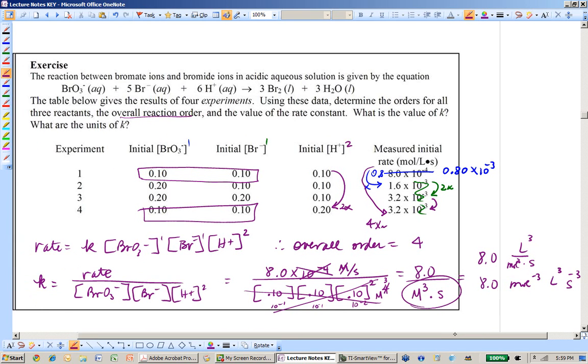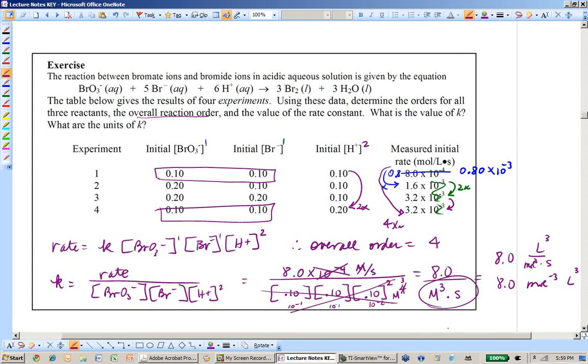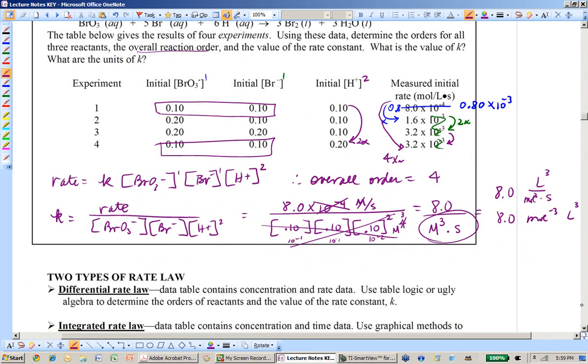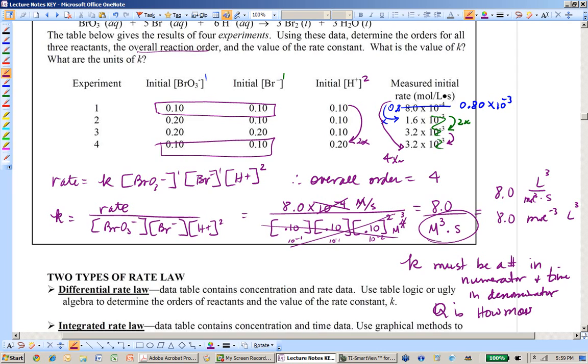So I'm going to let you in on a little secret. This unit thing looks way more complicated than it needs to be. Let's just recap. K has to have a number, must be a number in the numerator, and time in the denominator. So the question becomes, how many M's?